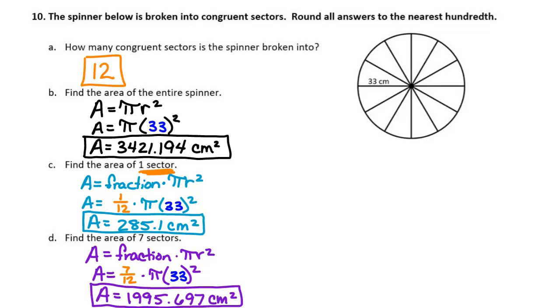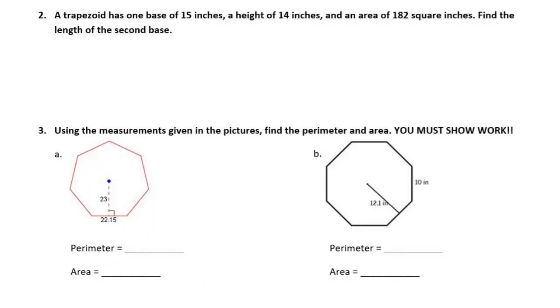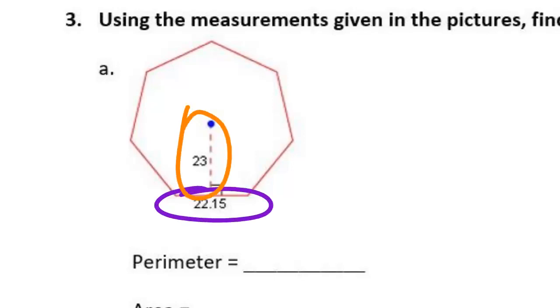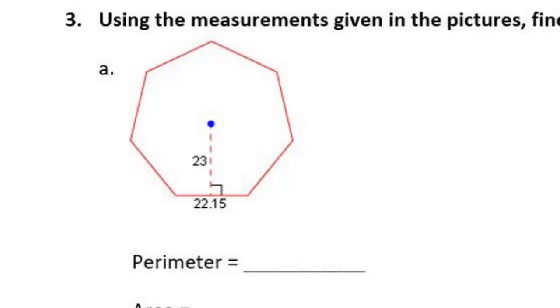What else do we want to see off this review? Number 3? Absolutely. Let's go look at number 3. Number 3 says, using the measurements given in the pictures, find the perimeter and area. You must show work. So on part A and on part B, they've given me a measurement down here, and they've given me a measurement here. So this one would be the length of one side.